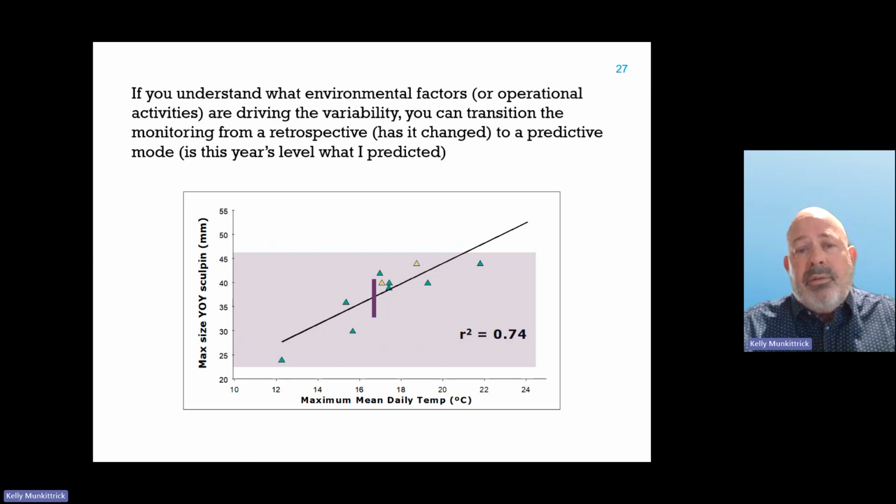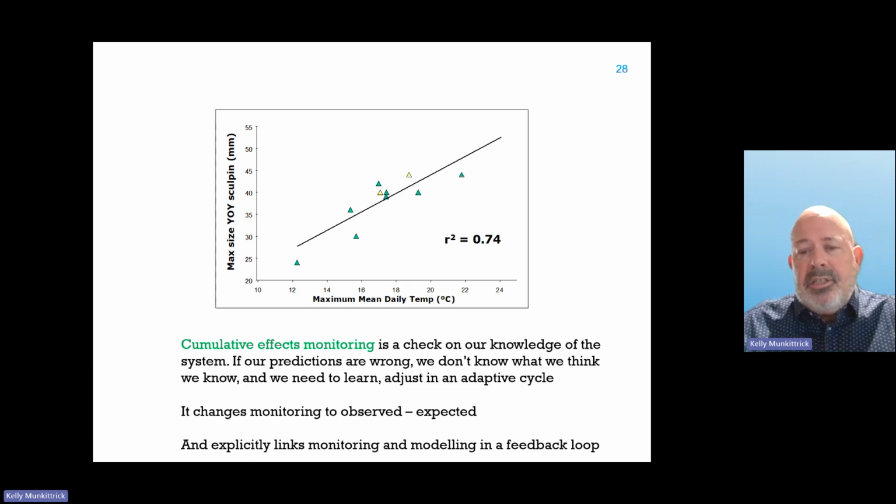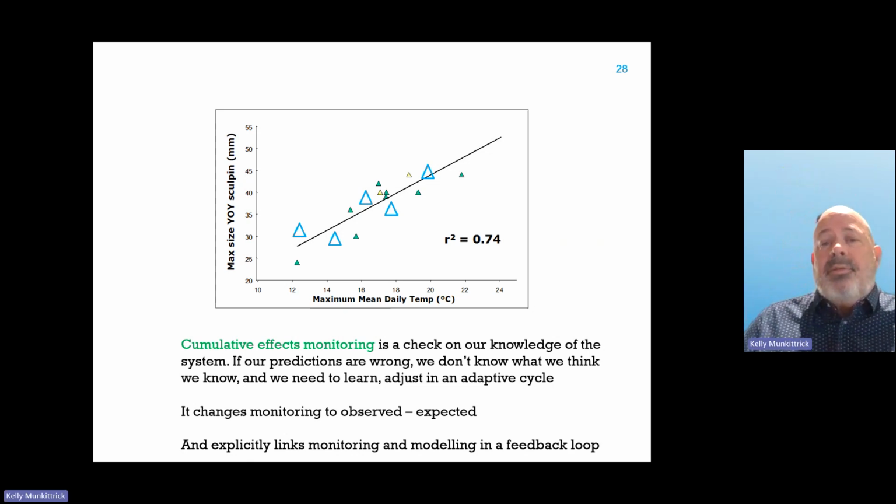And if we understand what environmental factors or operations are driving the variability between years, you can transition monitoring from a retrospective focus, has it changed, to a predictive mode. Is this year's level what I thought it would be? And that's what we call cumulative effects monitoring. It's a check on our knowledge of the system. If our predictions are wrong, we don't know what we think we know, and we need to learn and adjust in an adaptive way. If in the next 5 years, the fish look like this, the system's operating normally.